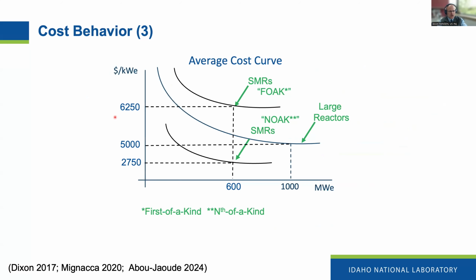In terms of some cost data, I provide some references here for where this cost data is coming from. The cost of a large nuclear power plant is approximately $5,000 per kilowatt electric.